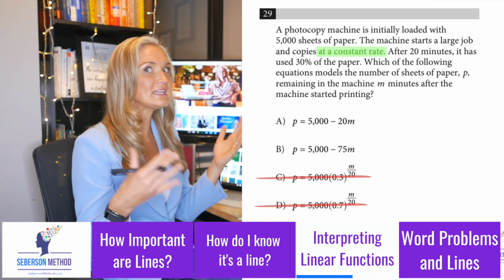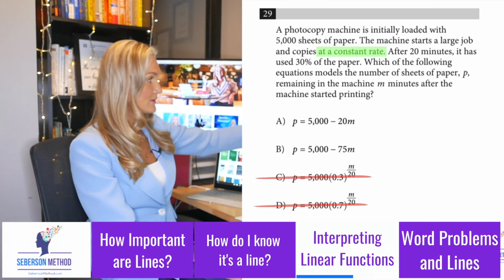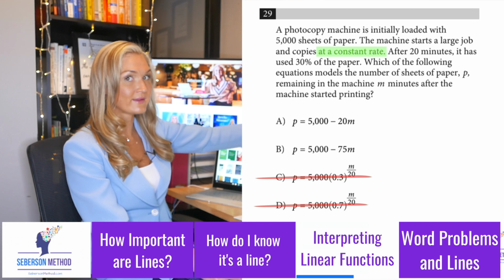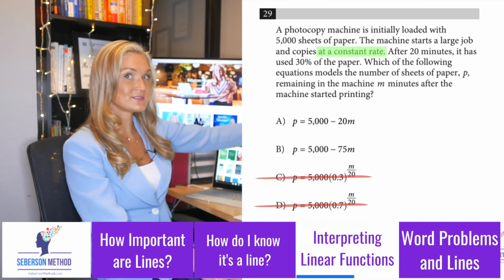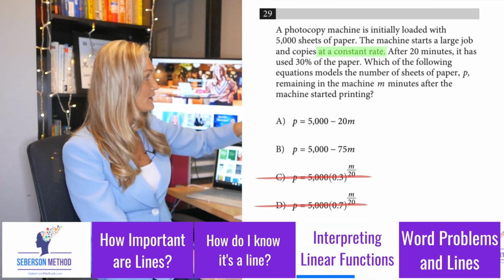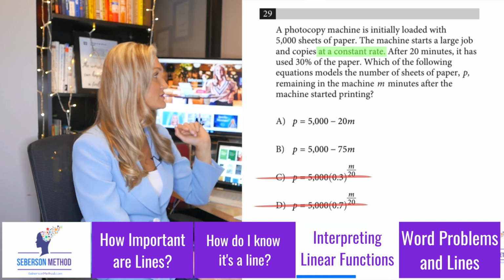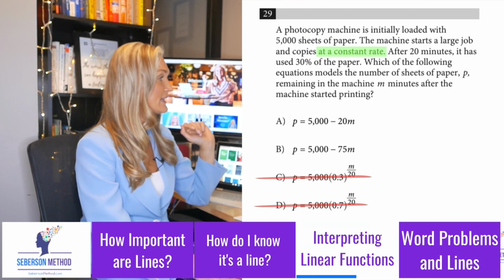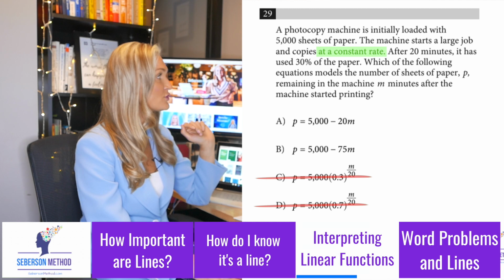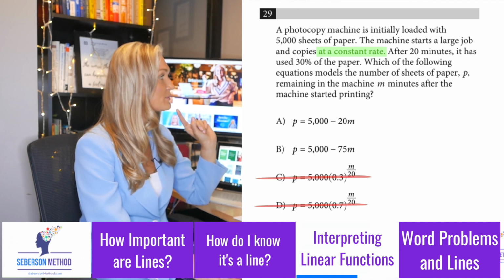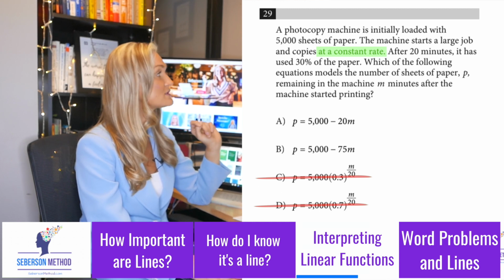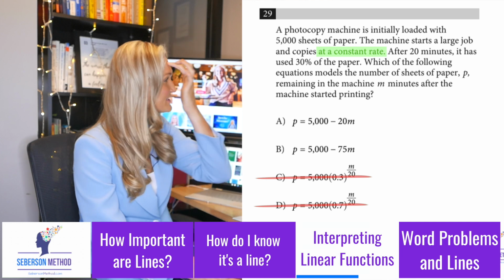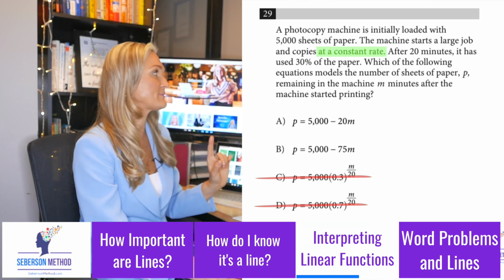Now, we need to find a slope, because how can we choose between 20m and 75m? Well, we've got to do some reading. We know that initially there were 5,000 sheets, and then we find out that after 20 minutes, it has used 30% of the paper.